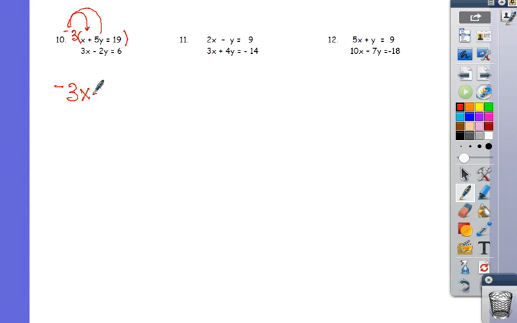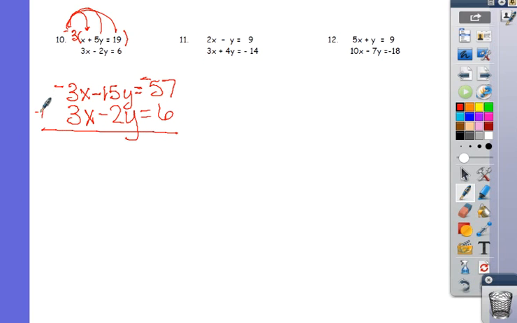Negative 3 times 5, negative 15y. Negative 3 times 19, negative 57. Okay. Copy the other one down. You are probably going to want to do your work on another sheet of paper and just put your answers on your worksheet. Okay, the x's will cancel. Negative 15 and negative 2 is negative 17y equals negative 51. Divide by negative 17 and y equals 3.